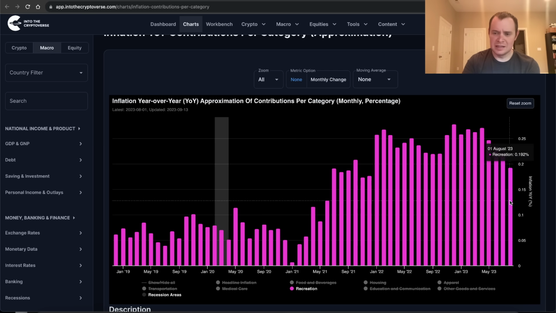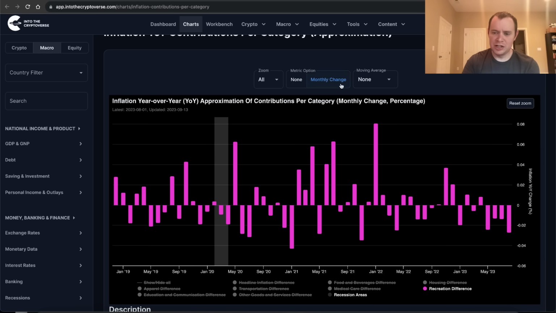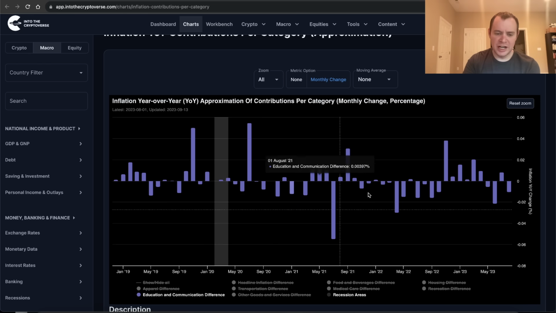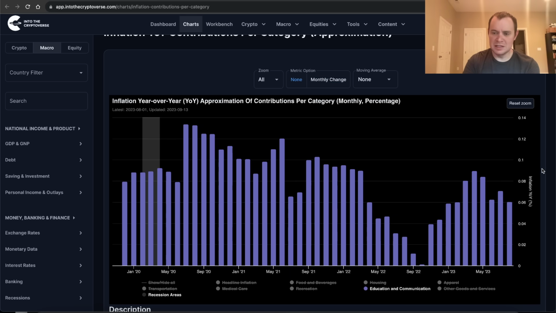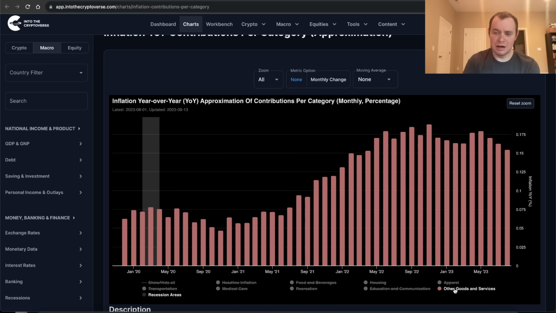Recreation has continued to drop, and the monthly change would show that it's actually a more significant drop than we've seen since November of 2021. So pretty good drop there by recreation, or inflation in the recreation sector. Education and communication, if we look at what that one's doing, you can see that it has dropped in this most recent month, which is a welcome sight, especially after moving up in the last month. So we'll, of course, continue to watch that. My expectation is that it will continue to slowly trend down. Other goods and services continues to trend down as well.